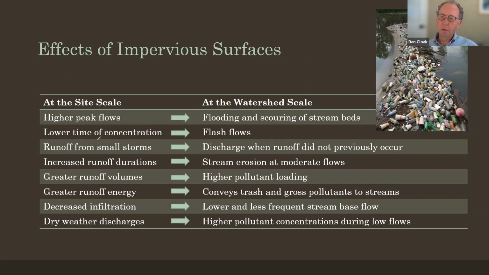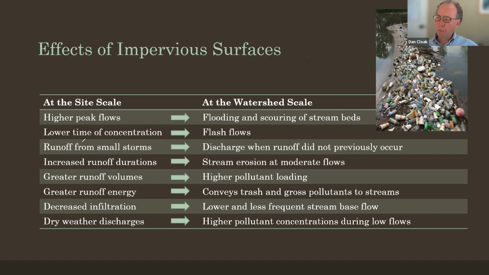Similarly, there's some technical engineering term, time of concentration. And when that's reduced, basically what that means is that runoff is getting to the point where it's concentrated and about to be discharged much faster in a shorter amount of time than it would in a natural landscape. And this can cause flash flows, which actually can bounce the biota right out of the pools and streams during a downpour.